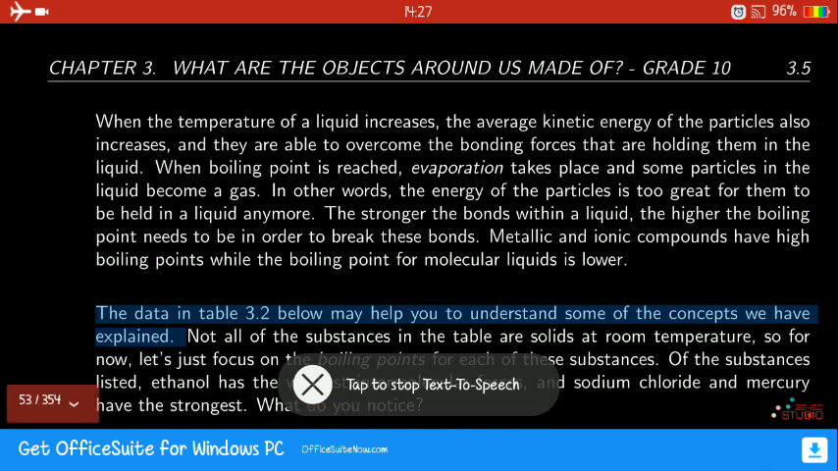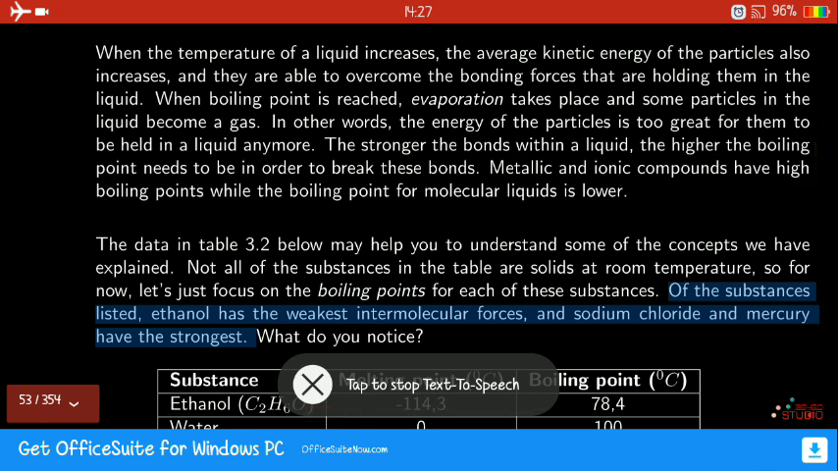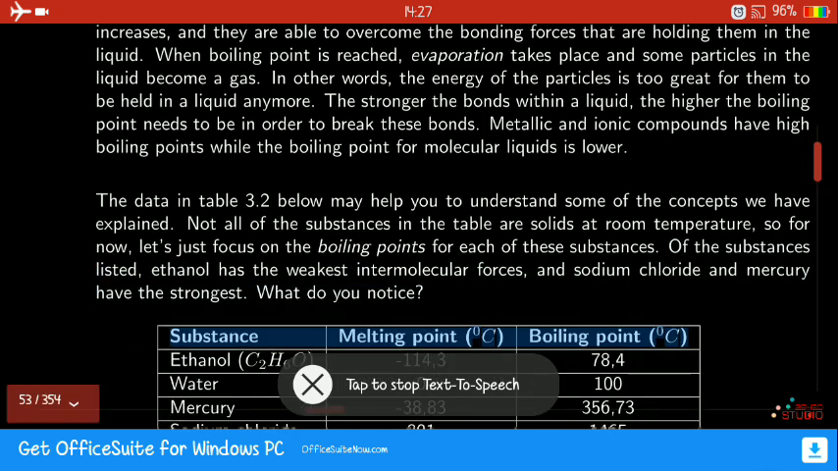The data in Table 3.2 below may help you to understand some of the concepts we have explained. Not all of the substances in the table are solids at room temperature, so for now, let's just focus on the boiling points for each of these substances. Of the substances listed, ethanol has the weakest intermolecular forces, and sodium chloride and mercury have the strongest. What do you notice? Substance, melting point in degrees Celsius, boiling point in degrees Celsius.